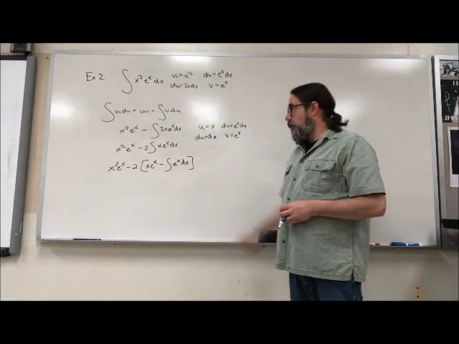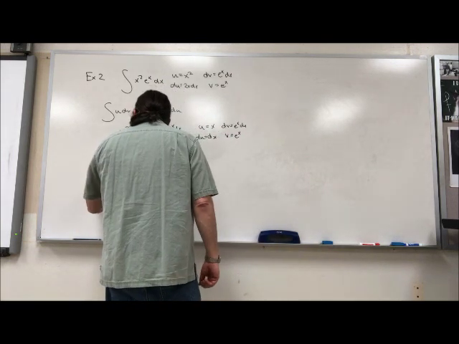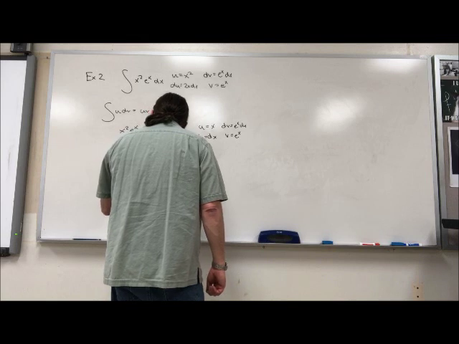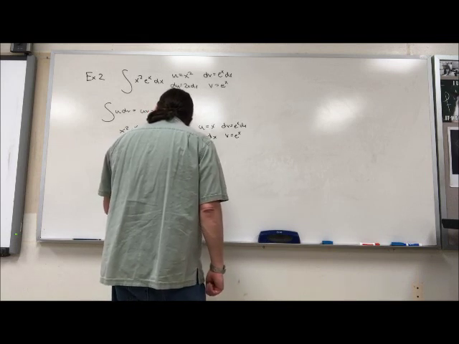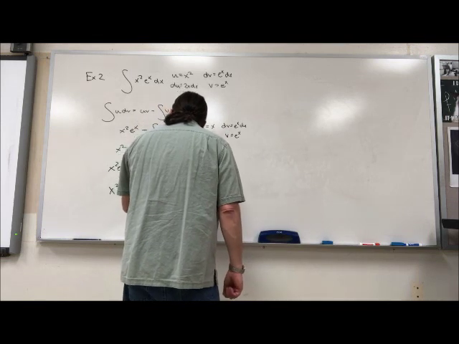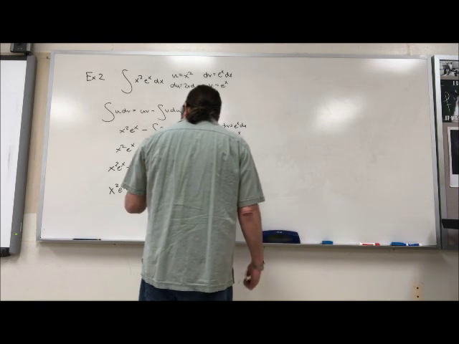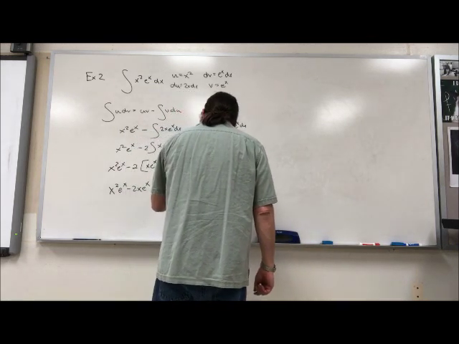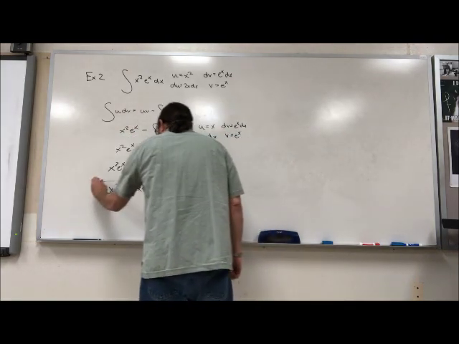Twice is enough, okay? So that's going to give me x squared e to the x minus 2x e to the x plus 2, and then the antiderivative of e to the x is e to the x, 2 e to the x plus c, of course. So this is my answer, all right?